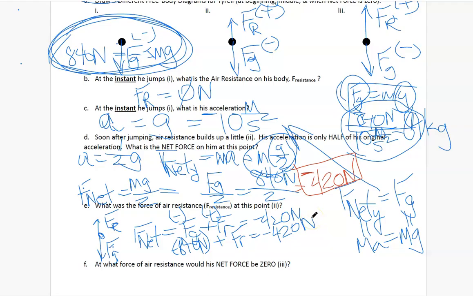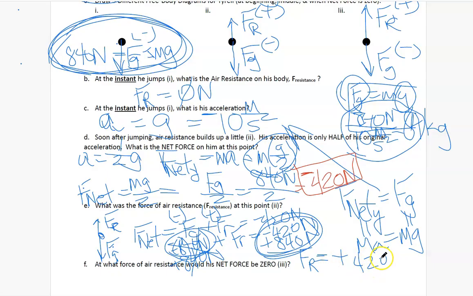If we move the negative 840 to the other side, that means we're adding 840 to this side, and we're adding 840 to this side. 840 newtons here cancels out, and that leaves us a total of our air resistance. I probably should have given more room here. Air resistance is the sum of these two numbers, positive 840 and minus 420. Well, that's positive 420 newtons.